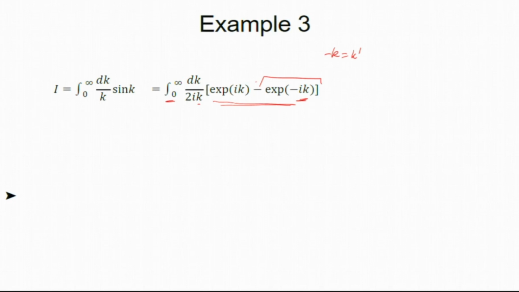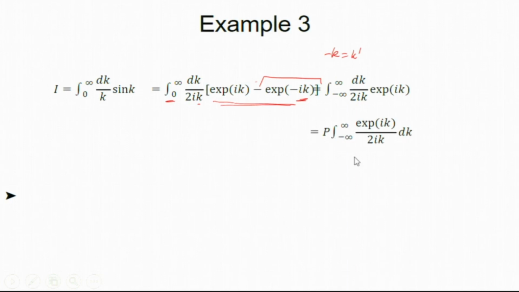Alright. It is in fact straightforward from here: make a change of variable, minus k equal to k prime, for the second part, and you will get this. So I got minus infinity to infinity, 2 pi dk by 2 i k exponential i k. Great. So it is now of the form of the Cauchy principal value form, right, because exponential i k pi k.